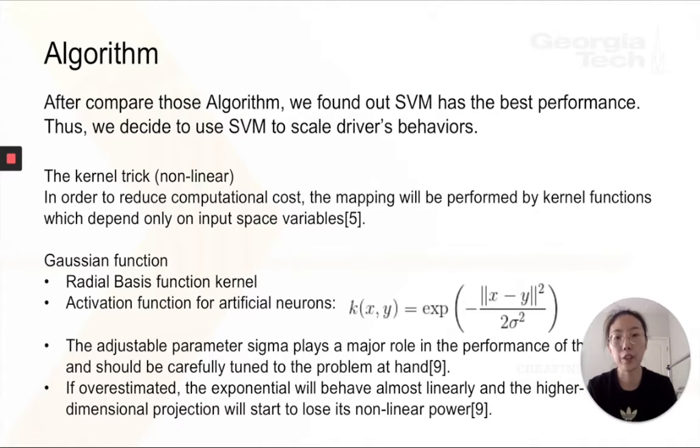After comparing those 3 algorithms, we found that support vector machine has the best accuracy. So we use the support vector machine with a kernel function. The kernel function we chose is the Gaussian function. This is the equation of the function, and it is good at dealing with overfitting and underfitting.